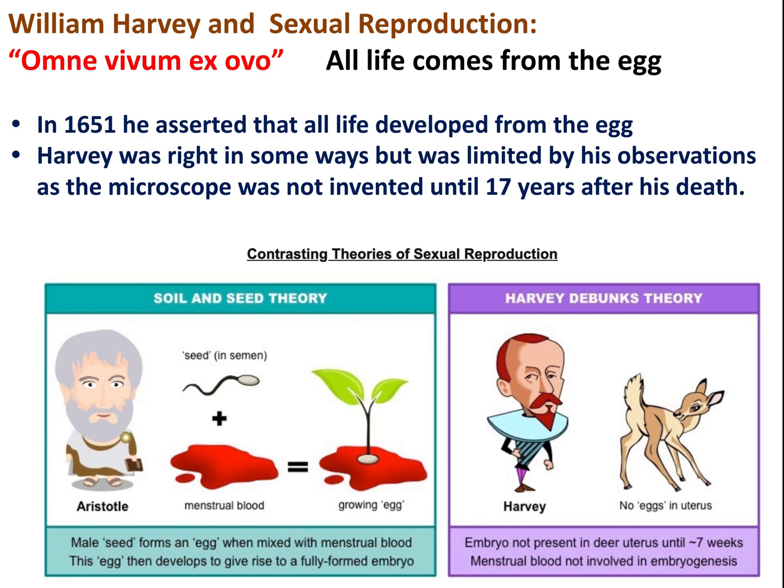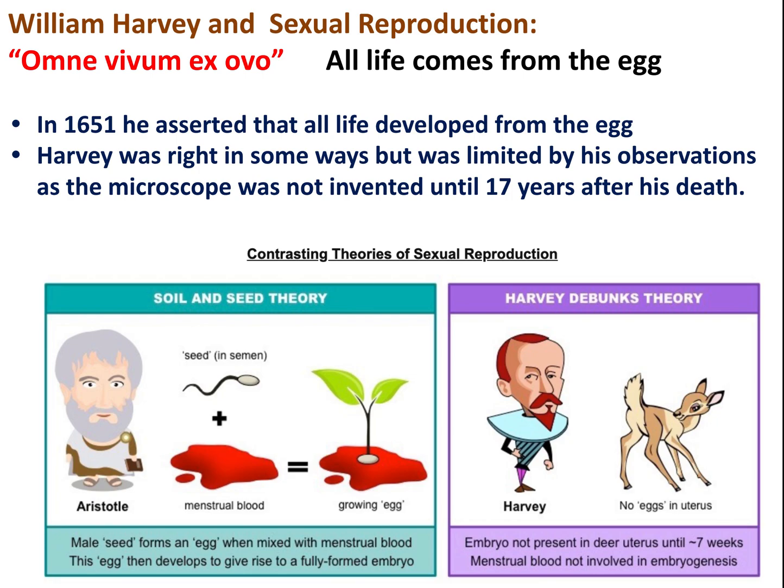So William Harvey was one of the first scientists to break through on sexual reproduction, because for a long time what we believed was Aristotle's theory. Aristotle said that the seed came from the man in semen, and it mixed with menstrual blood of the female, and this seed from the male created an egg. But it basically came from the man's seed. And then this egg is where the baby grew from.